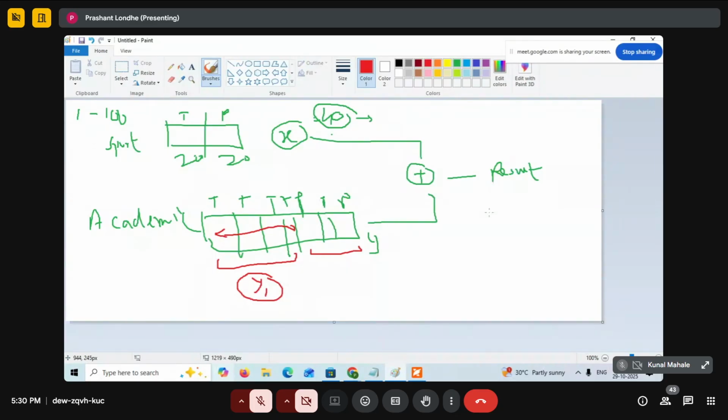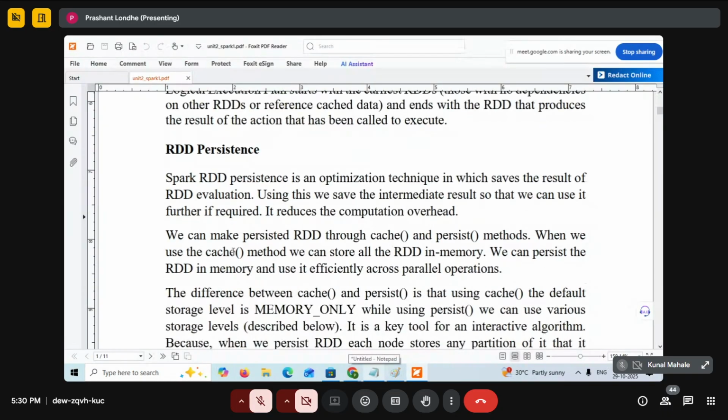So if you have a fixed value, if the values are not getting changed, you can just store those values, and this concept is known as RDD persistence. So there are two methods. You can use memory. If you are using only memory, you have the cache method. And if you are using memory along with server memory or a disk, you have to use the persist method. So for RDD persistence, you have to use cache or persist.